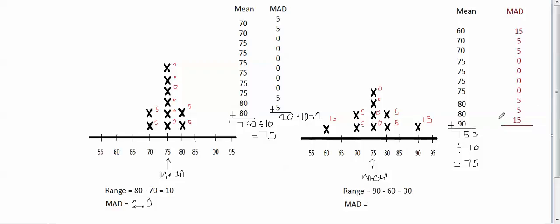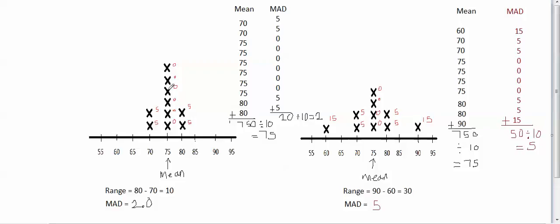So these distances are going to add up to a bigger number than they did over here. Here they added up to 20, but now they're going to add up to something bigger. Let's see, 25, 25. They add up to 50. And when we divide 50 by 10, we get 5. This class has a MAD of 5. So in this class, the average distance to the mean was 2, and in this class, the average distance to the mean was 5.